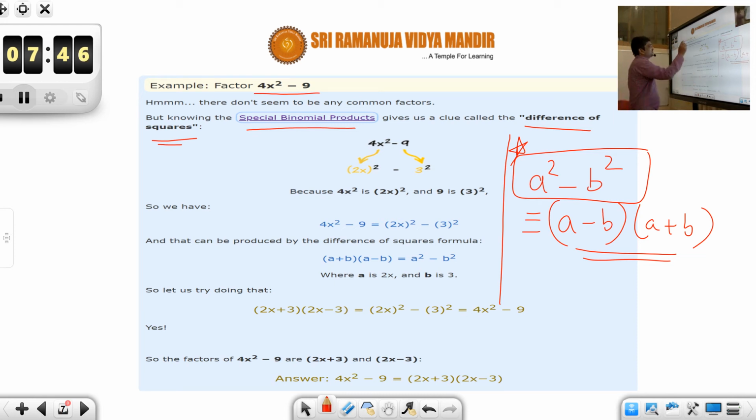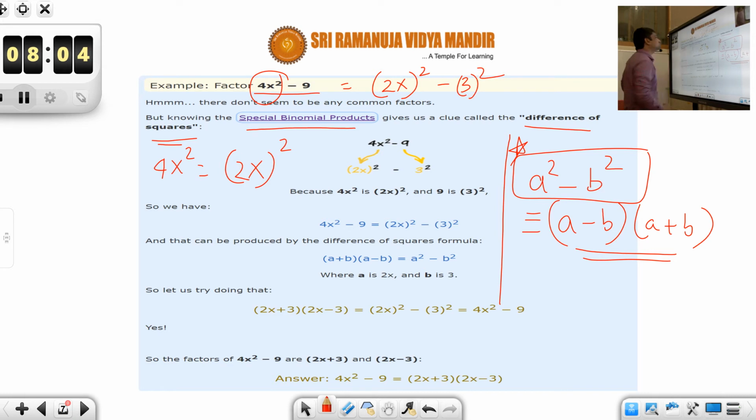Now look at the given question. Look at 4x square. 4x square is nothing but 2x whole square. Right? So 4x square minus 9, you can write as 2x whole square minus 3 square. Okay, students? So that means the given polynomial can be expressed as the difference of the squares. And once we identify this, we can factorize it using this identity.